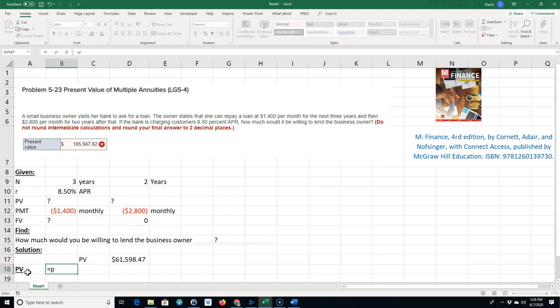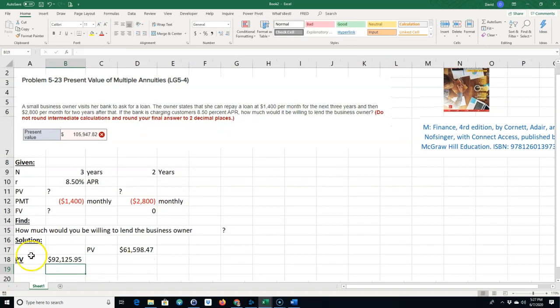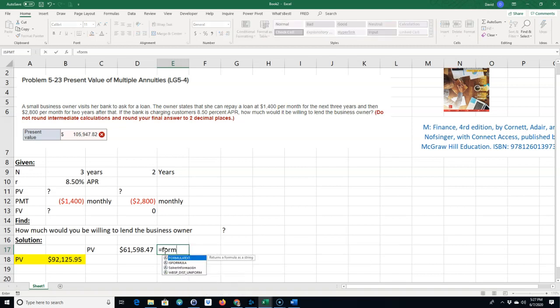So now I can solve for the present value here. I can say it equals present value, and the rate is still 8.5% divided by 12. The number of periods here is 3 years times 12, and the payment here is $1,400 a month. But now we have a future value, and we have to be careful because we don't want this to be positive. It's going to be negative. So my answer is $92,125.95. Let me put the formulas in here. That one's a little bit tricky.